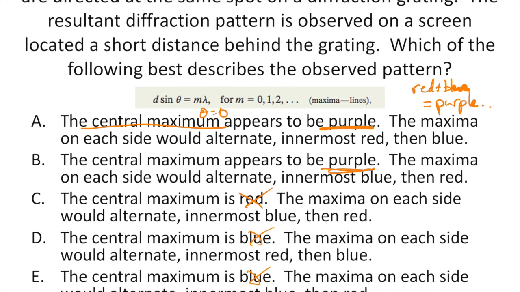The other thing that I'm hoping you have reviewed or have learned, I've told you before, is that you should at least know which one's longer, lambda of red or lambda of blue. I'm not going to expect you to memorize the numbers for them, but at least know which one's longer. Lambda for red is longer than lambda for blue. So if lambda for red is longer, then the thetas should be larger. That means the narrow one will be blue and the outer one will be red.